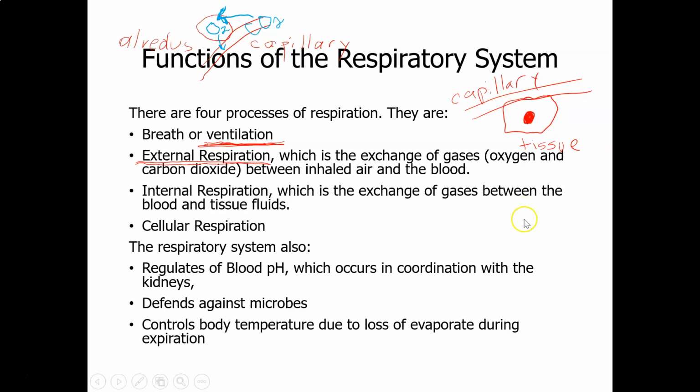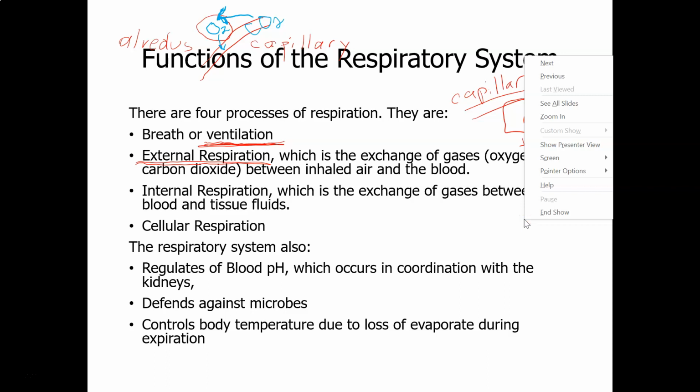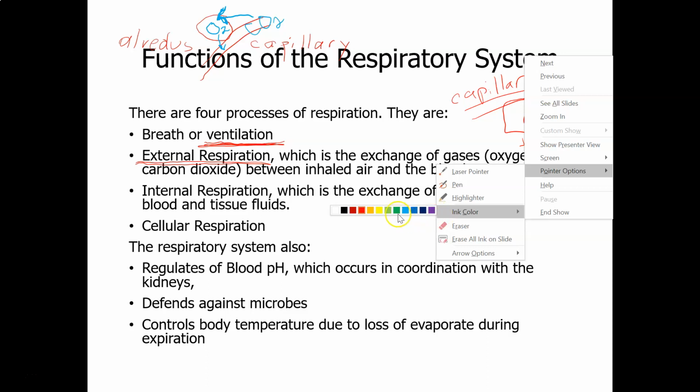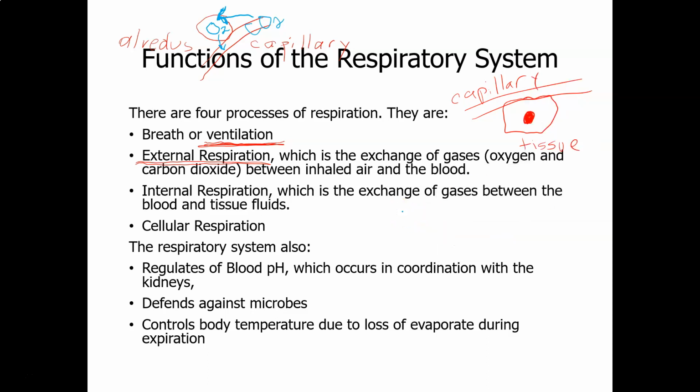So again, now the capillaries which have come from the lungs are going to have a high concentration of carbon dioxide. I'm sorry, I said that wrong. Of oxygen. The oxygen came from the lungs over here. And that oxygen is going to diffuse into the tissue cell. And then the tissue cell is going to use it for cellular respiration.